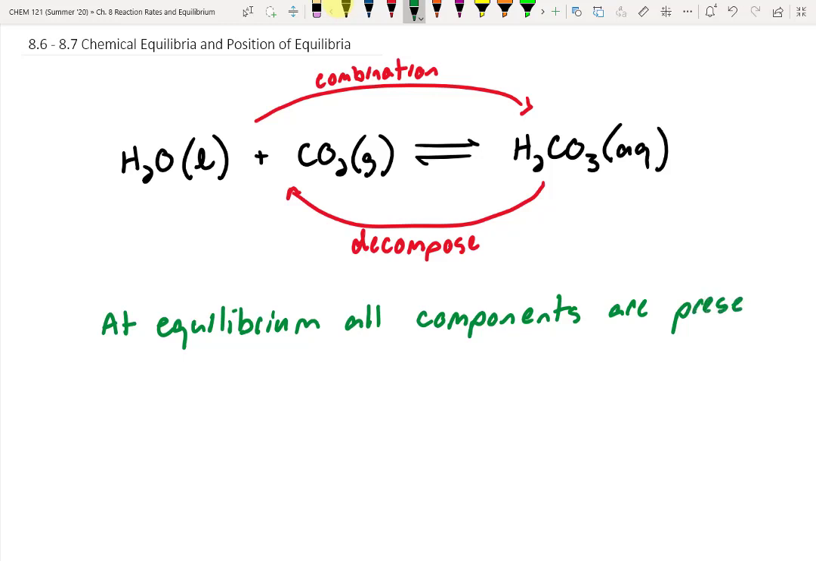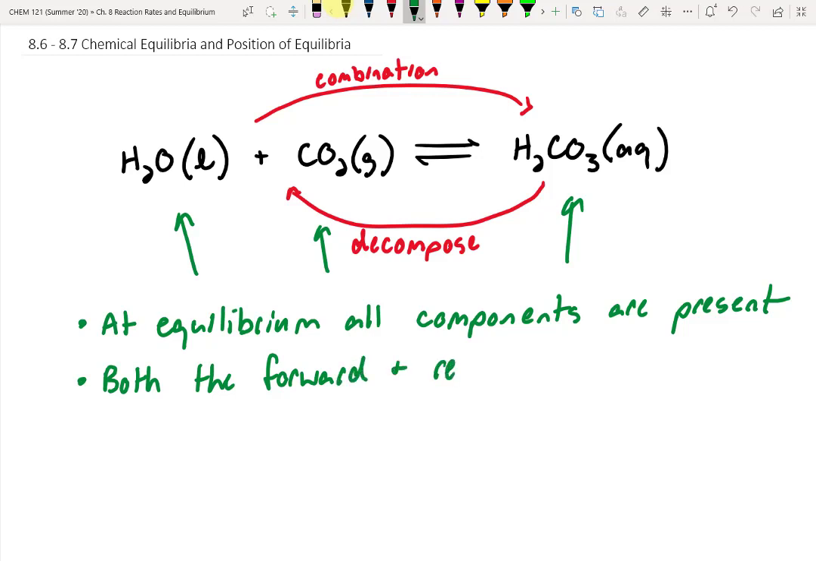So if we were to look at this as a reaction mixture, we'd have some carbonic acid, we'd have some CO2, and we'd have some water, all floating around doing this dynamic forward-backwards reaction, right? So that's one important thing, is that both the forward and reverse reaction take place. That's the whole idea behind an equilibrium.